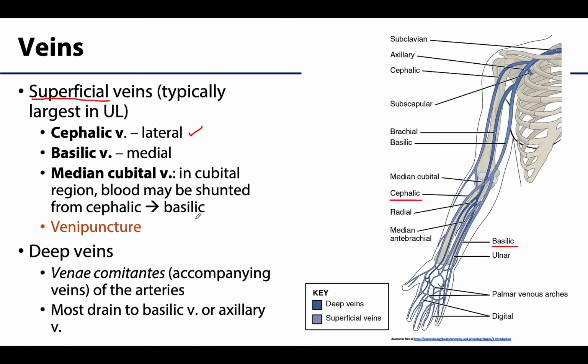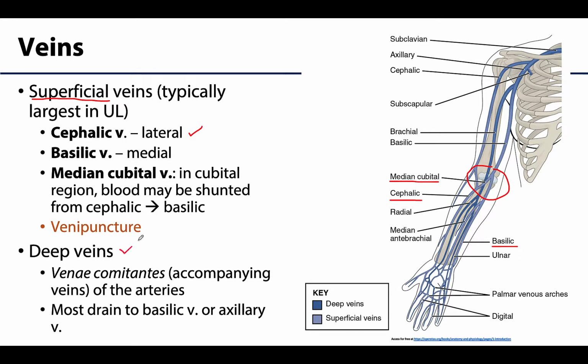And there is also going to be a vein that is also located in that cubital fossa region that can be a shunt of blood from the cephalic vein to the basilic, referred to as the median cubital vein. And there's considerable variability in terms of the median cubital vein. I mention it here as this is commonly discussed as a major site of venipuncture, but really any superficial vein can be used for venipuncture.